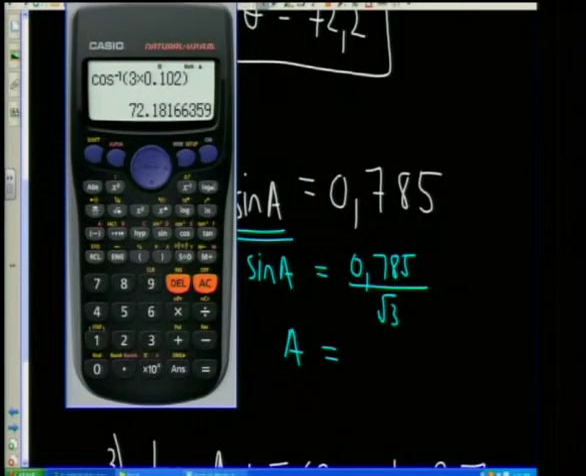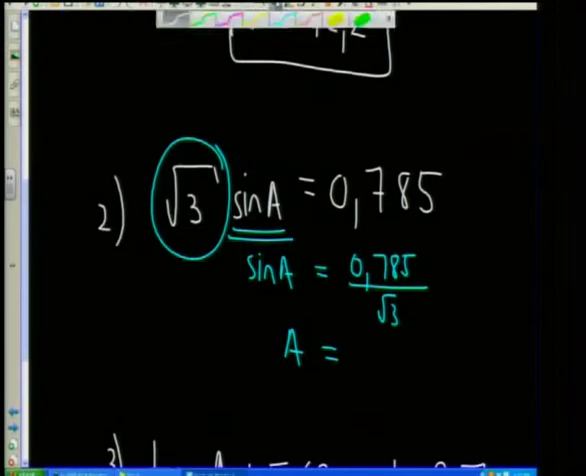We would like the angle using the sine ratio, so it's my yellow button. And we've got a 0.785 that we're dividing by the root of 3. And we want to bracket that. And that gives us an angle A of 26,95. So this 5 is going to make that up to the next angle. So let's say 27 degrees.